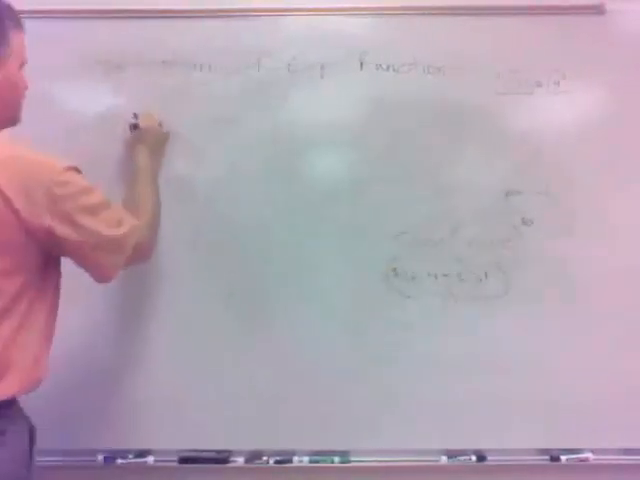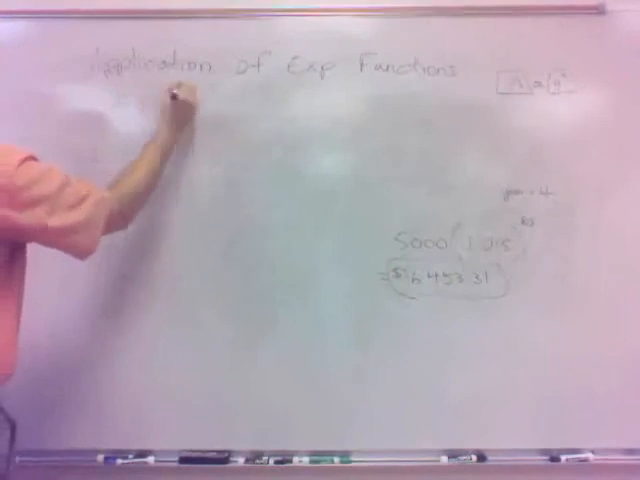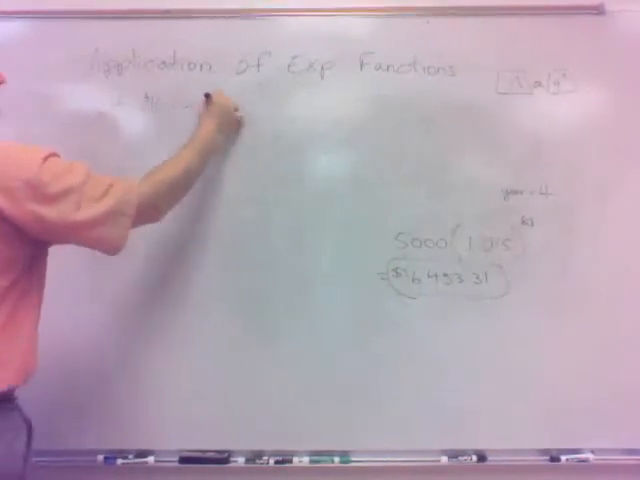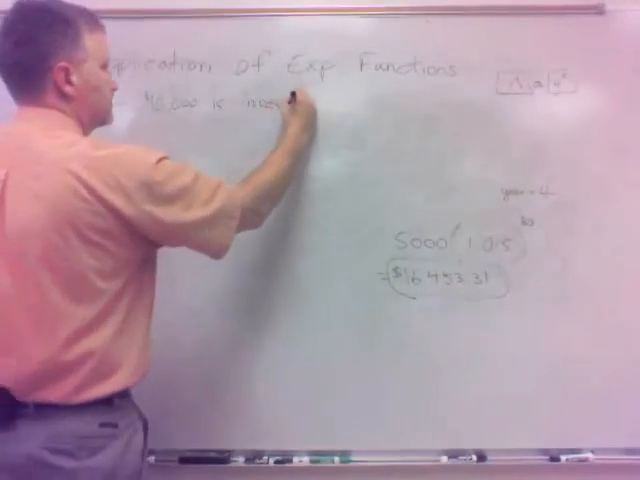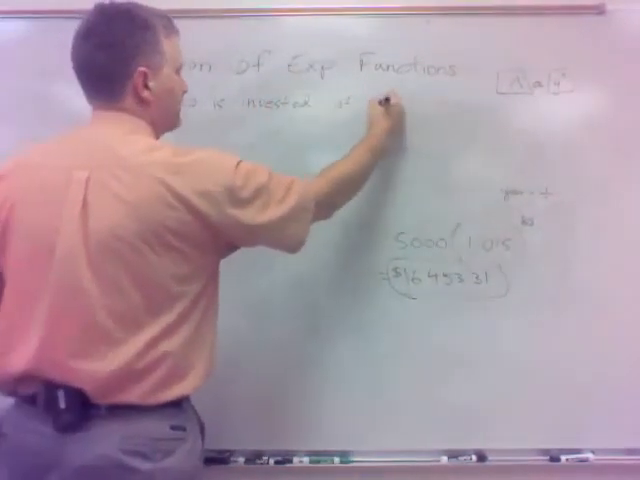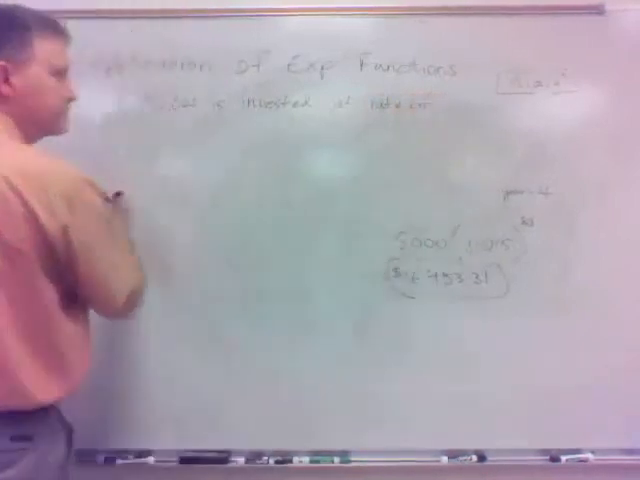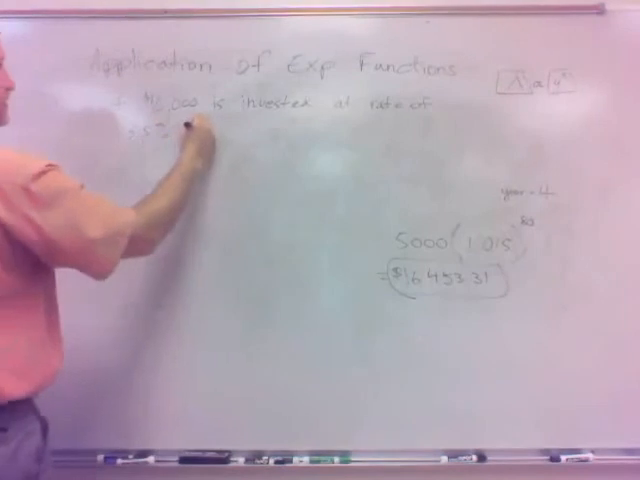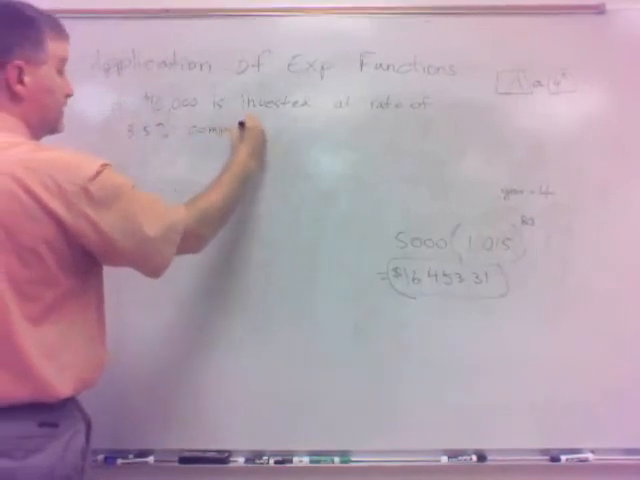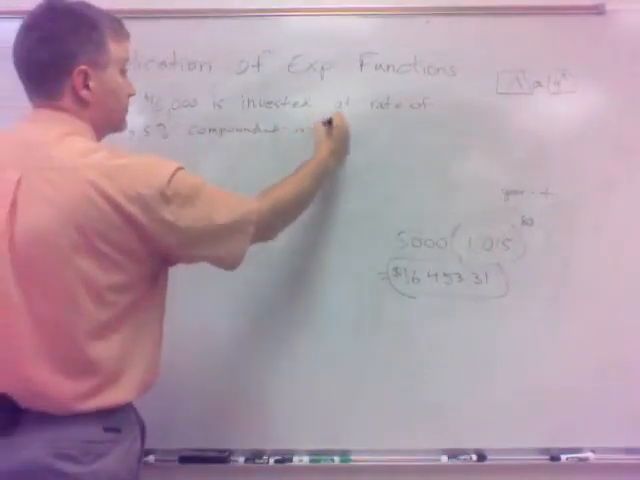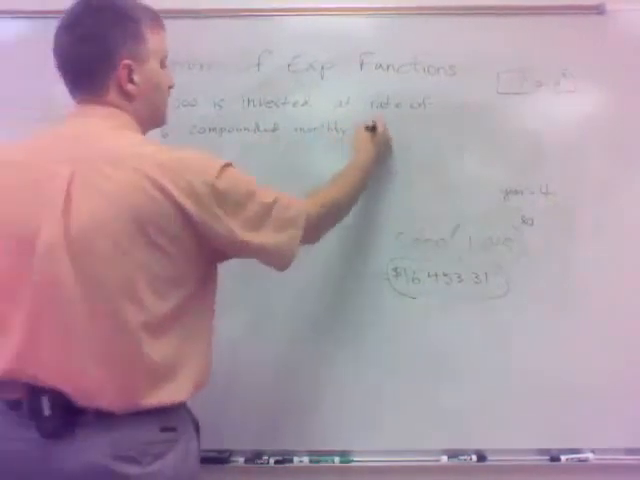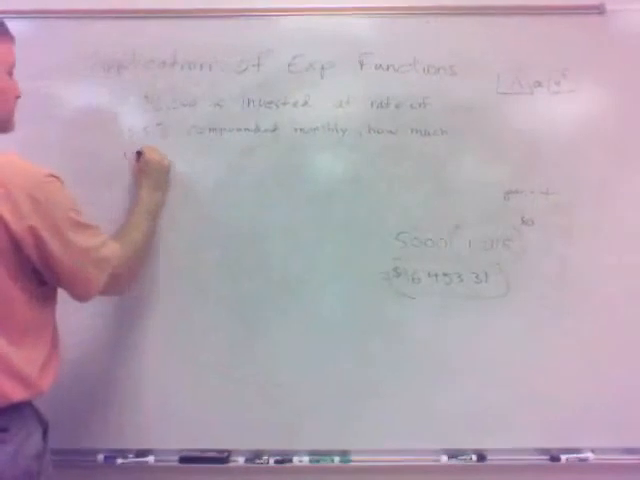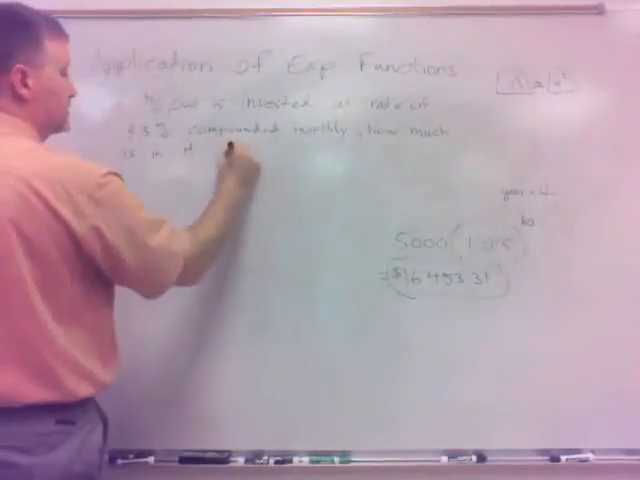All right, so let's say we've got, say 10,000 is invested at a rate of say 3.5% compounded monthly. How much is in it after 18 months?